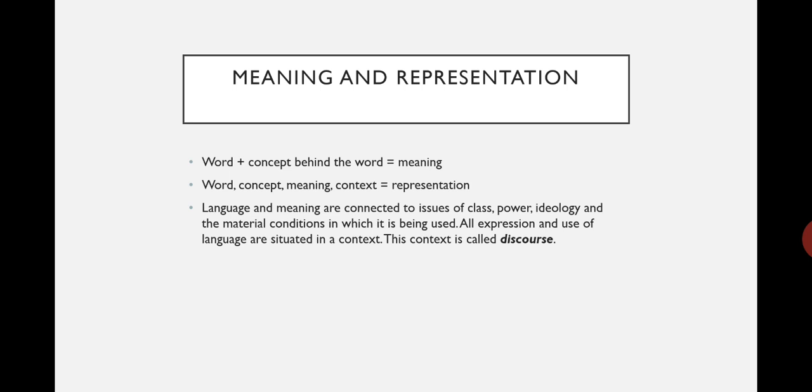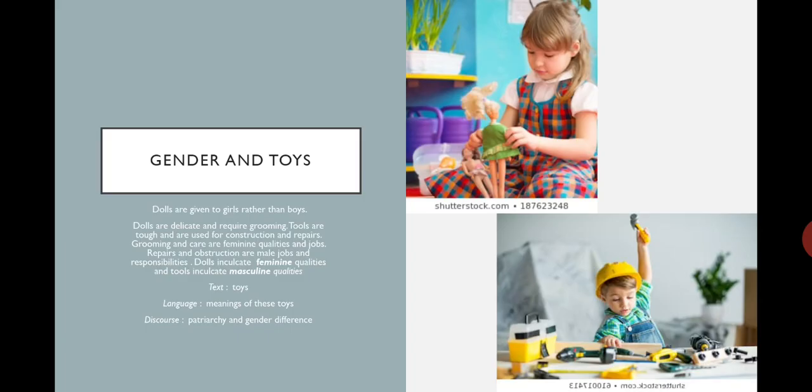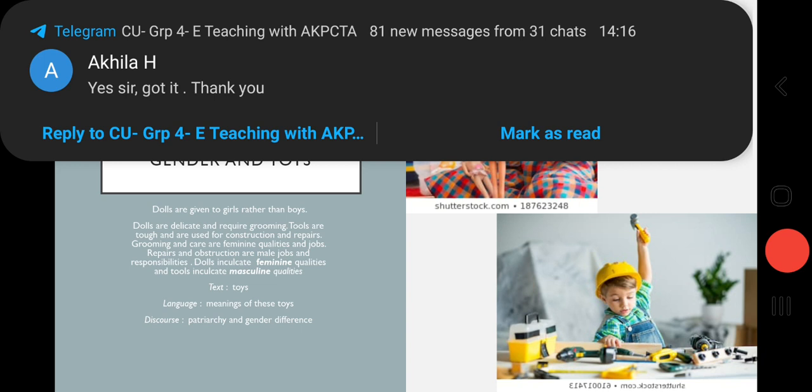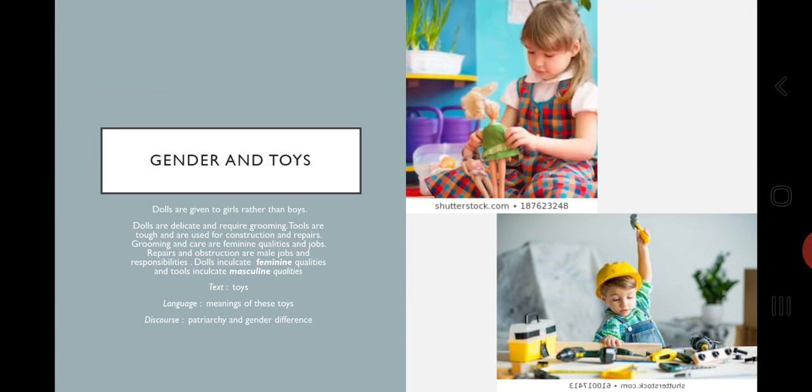I'll demonstrate. The connection between gender and toys. What does a doll mean in a particular culture, in a particular context? What do tools mean in a particular context, in a particular culture? Here we have an example of how meaning is generated and naturalized in a culture.